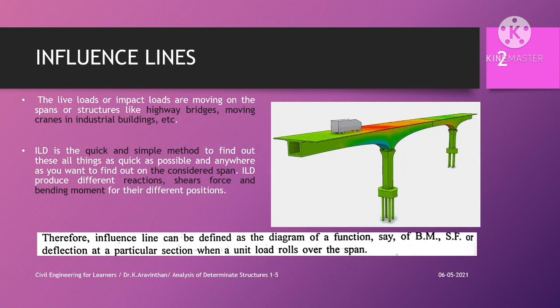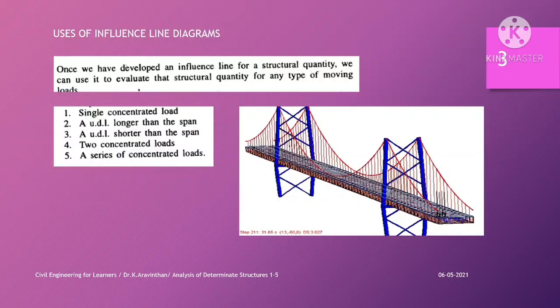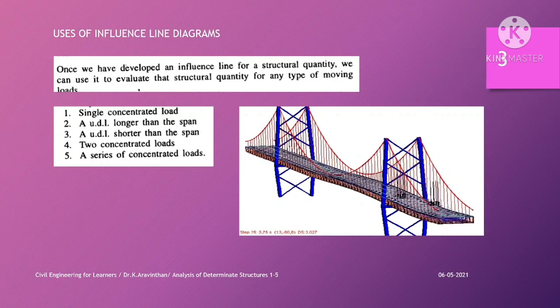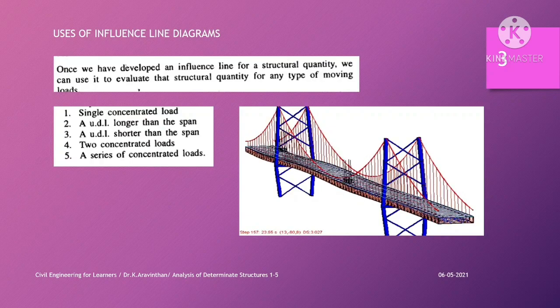So this will be our case, and we will place this load at each and every critical point and we will find the pattern of the results. Okay, what are the uses of influence line diagram? Once we identify the influence line for a structure, then we can calculate the structural quantity for any type of moving loads. So the analytical parameters which I have discussed earlier can be easily identified.